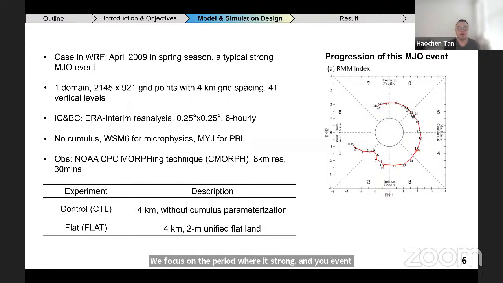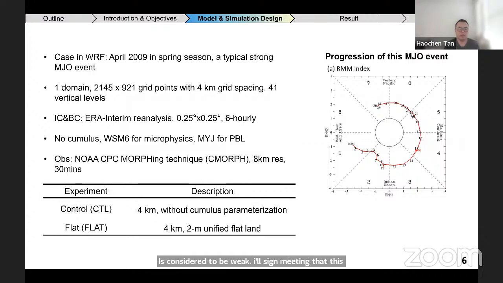The figure on the right here is the RMM index. It shows the progression of the MJO in different phases. It moves in an anti-clockwise direction, meaning that the MJO moves from west to east. Another thing is that when this index is within the center circle, the MJO is considered to be weak. Outside of this circle means the MJO is strong.